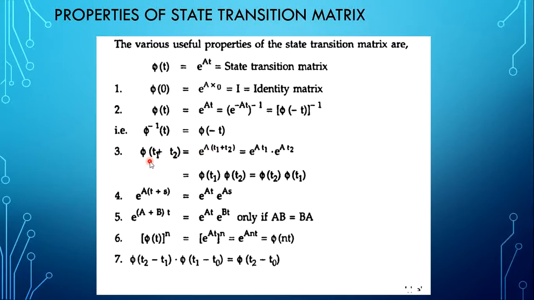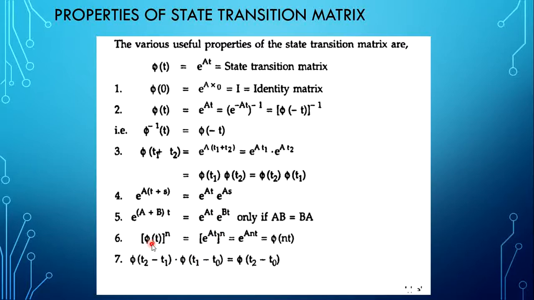The third property: phi of t1 plus t2, which is equivalent to e to the power A of t1 plus t2. This can be written as e to the power At1 into e to the power At2. This term can be written as phi of t1, and this term as phi of t2. In interchange, you can write it as phi of t2 into phi of t1. The next property: e to the power A of t plus s is e to the power At into e to the power As. E to the power A plus B into t is e to the power At into e to the power Bt.